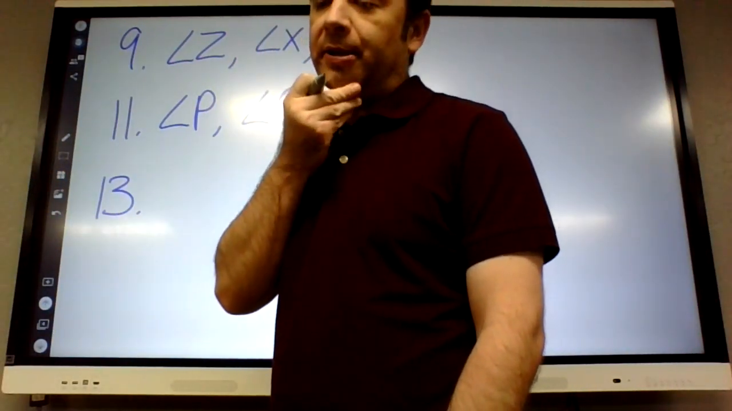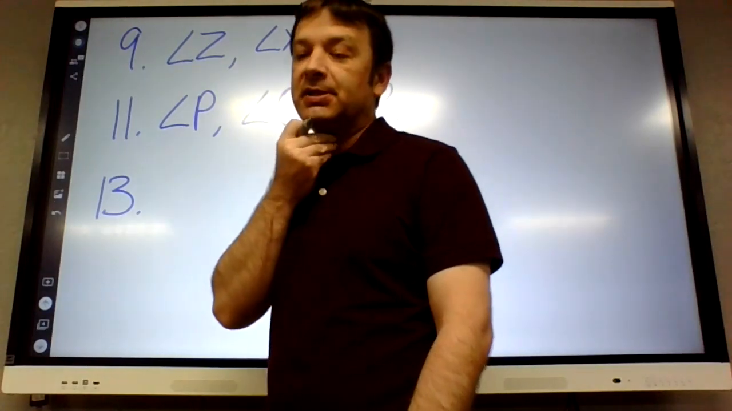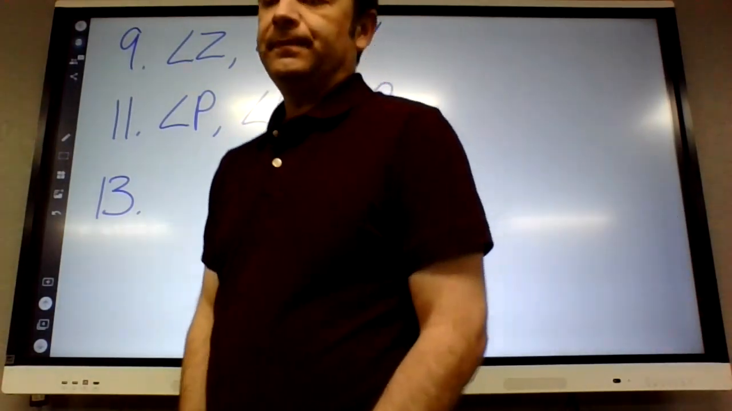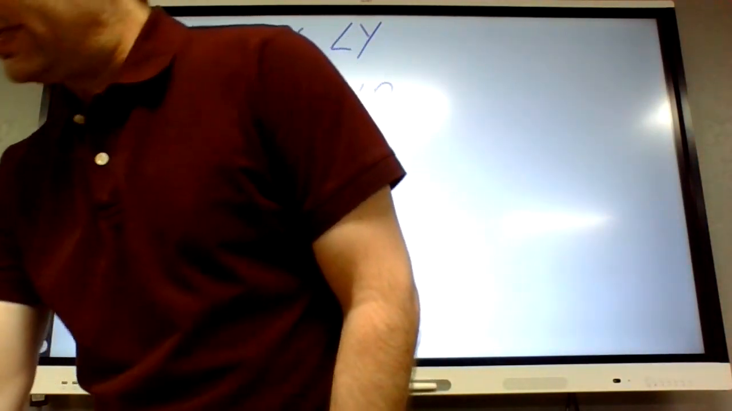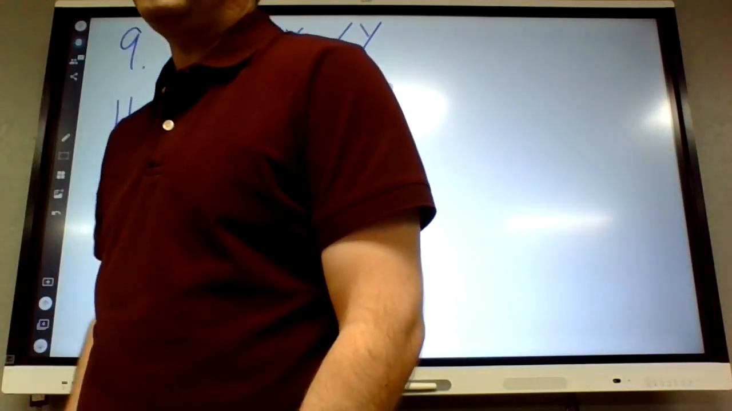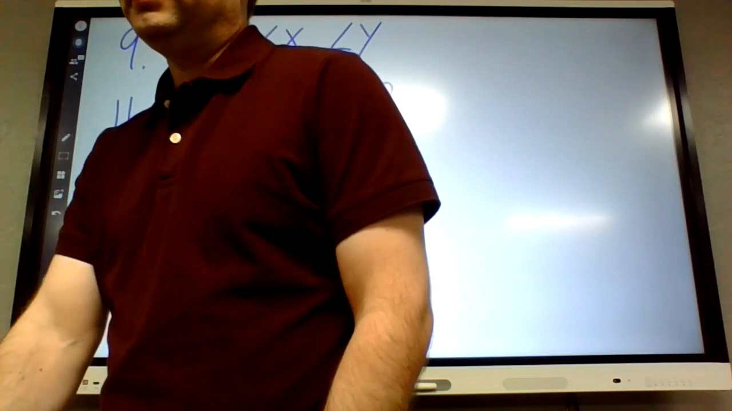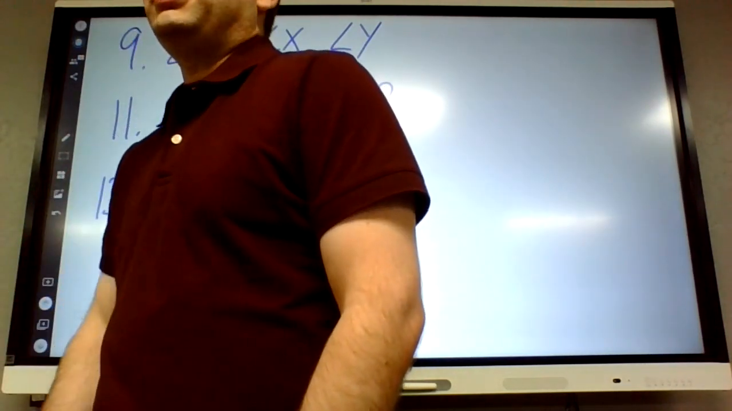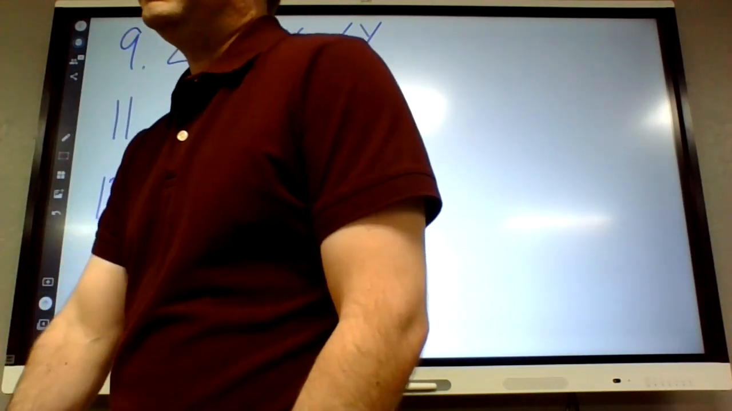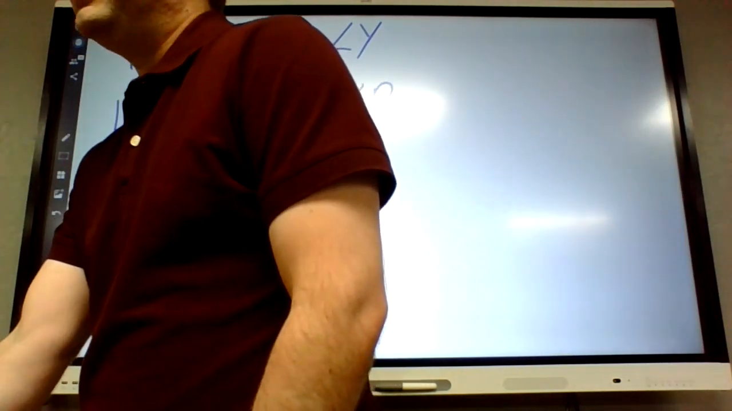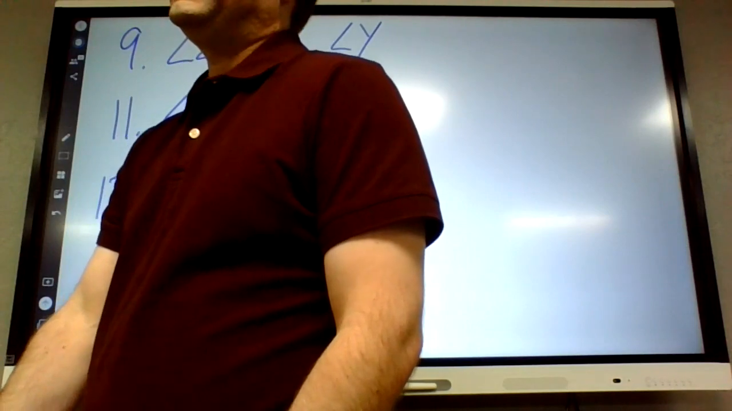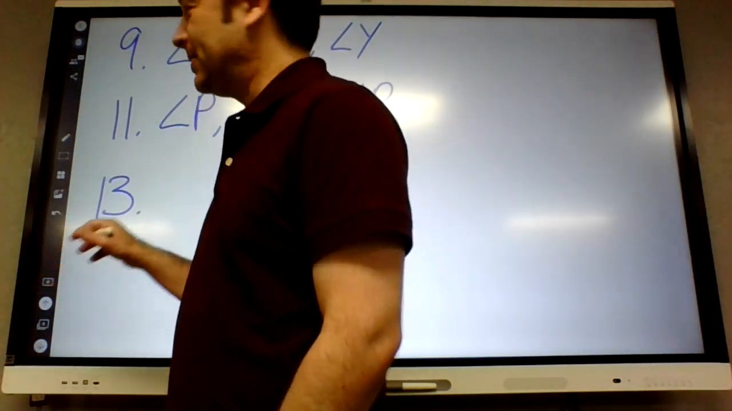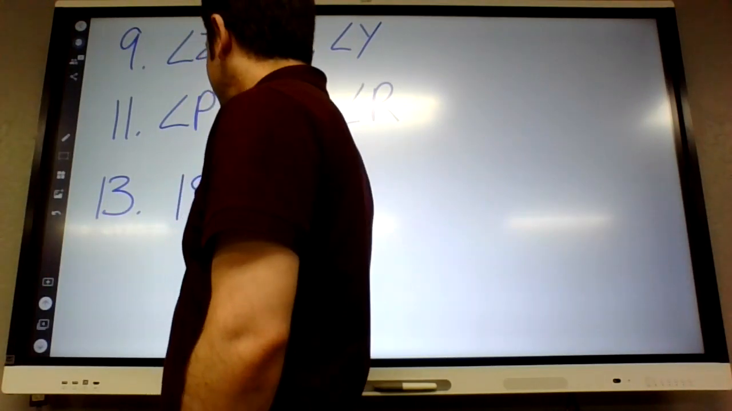Okay, 13. Well, it says state the longest side. How could we figure out what the longest side is? Because we don't have all the angles. 87 plus 62, then 180 minus that. So that's like 149.